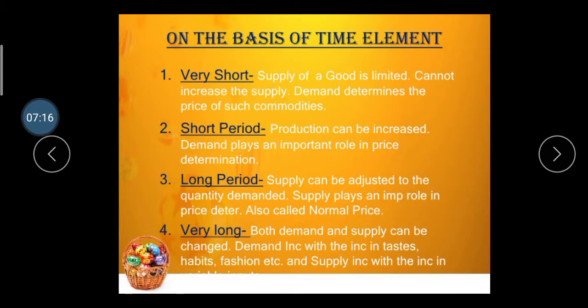Then the very long period market: both demand and supply can change because there is a very long time. According to the long time, changes occur in demand and supply, right? Demand includes consumers' taste, interest, habit and fashion, and supply includes the producers' price determination. These are all considered in the very long period.